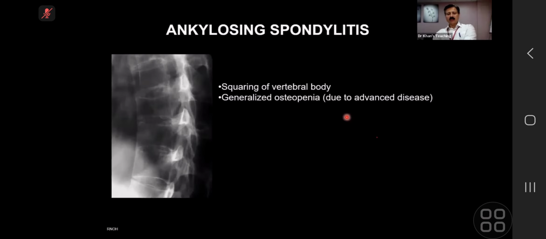On a plain film, early signs: squaring means that there is deposition of new bone anteriorly under the anterior longitudinal ligament, which will give you this square shaped vertebra. So we call it squaring of the vertebral body. In this case, there is generalized osteopenia, but that is due to disuse.